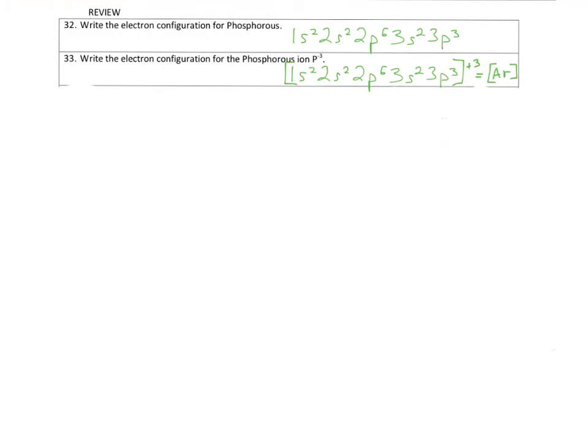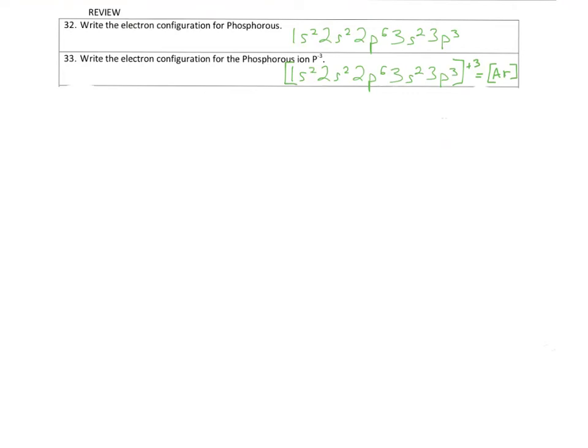Questions 32 and 33 on your study guide talked about electron configuration. That was chapter 4, where we read the periodic table from left to right, methodically going through the blocks S, P, D, and F, and the energy levels, 1, 2, 3, 4, 5, 6, and 7. So on this one, we're looking for phosphorus. Phosphorus is found on the third row. It's a nonmetal, so it's on the right-hand side of the periodic table, and it happens to be the third one over in the P block. So this is its electron configuration.